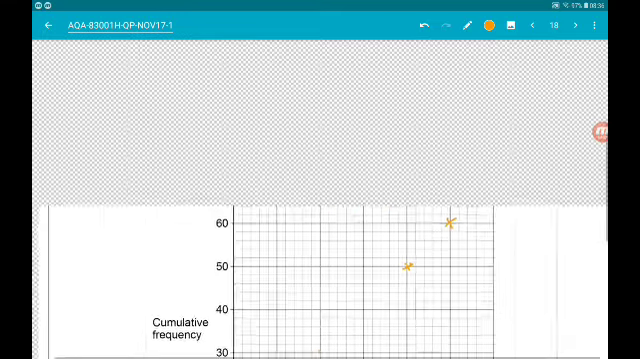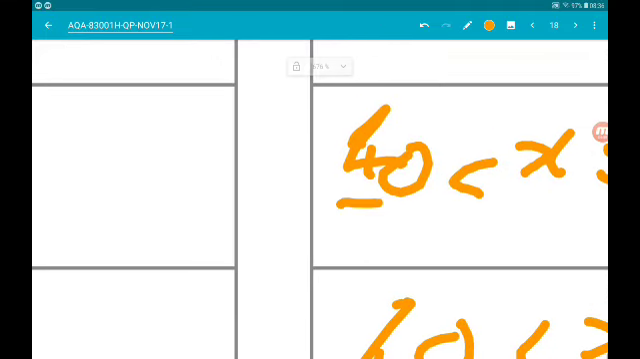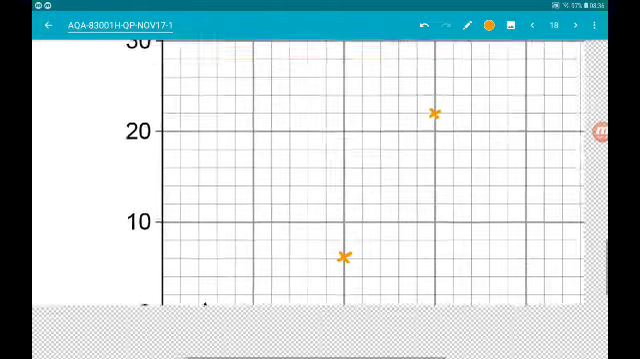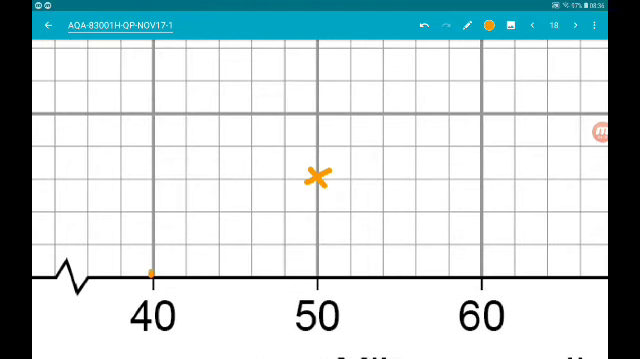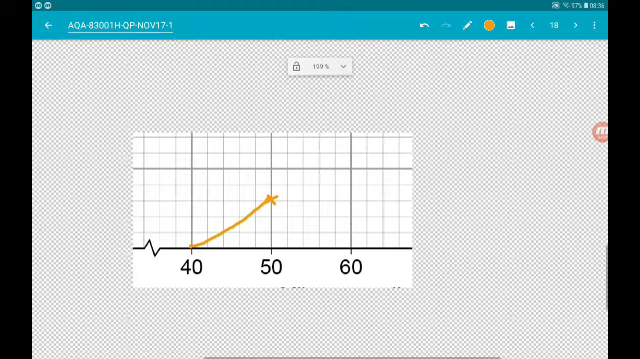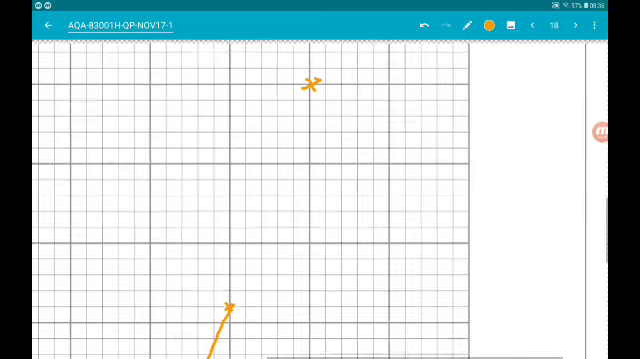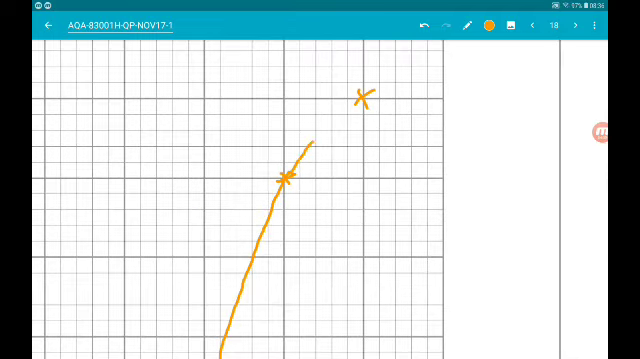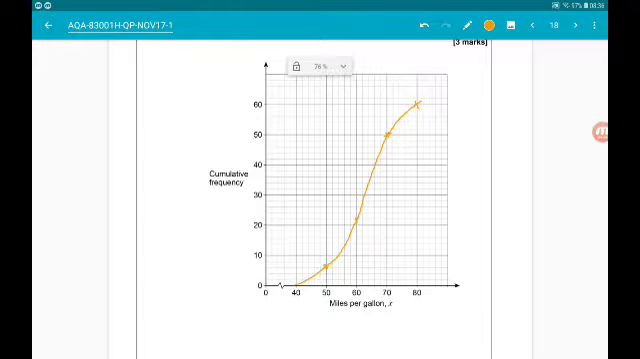Okay, so what we do is we join these up with a freehand curve. Now where does our curve start? It starts with the lower limit of the info. So it starts at 40. So this probably isn't going to go very well because I can't draw, but we'll have a go. Now what you always get is this stretched out S. Cool. So you should get something that looks like that.